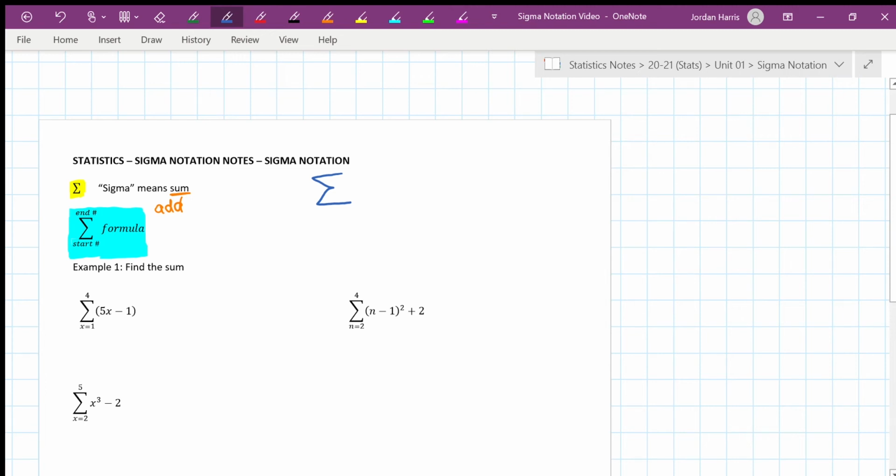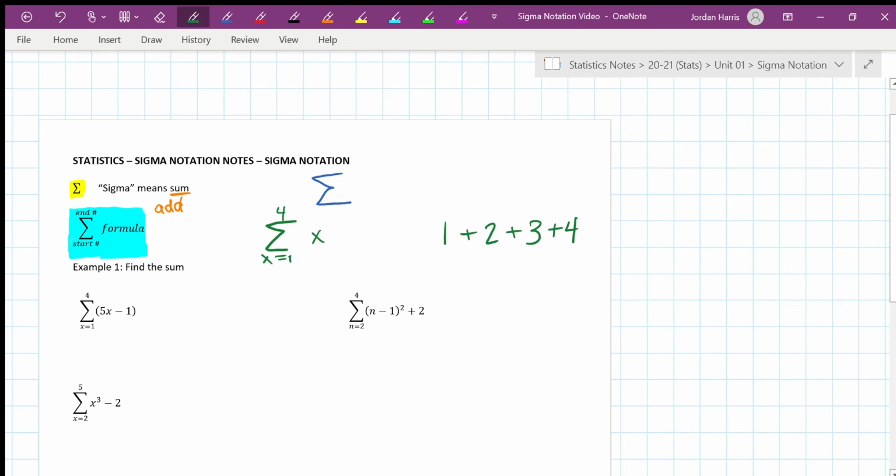So if we had the sum from x equals 1 to 4 of x, that means we're going to plug in the numbers 1, 2, 3, 4. You count by ones up to that. And we add them all up. So I'd plug in 1, plug in the next number, which is 2, plug in the next number, which is 3, and then we plug in the last number, which is the top number, 4.